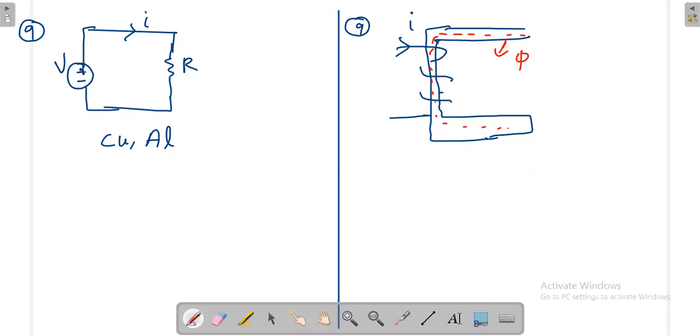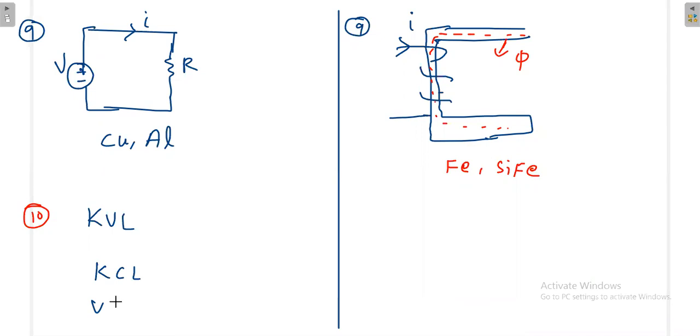Because either you can use iron or SiFe, so again, it depends on the material. So next, what are all the laws you can use here? You can use KVL, and again KCL, and the voltage divider rule. When elements are in series, you can apply the voltage division rule, and for the parallel combination also you can apply.